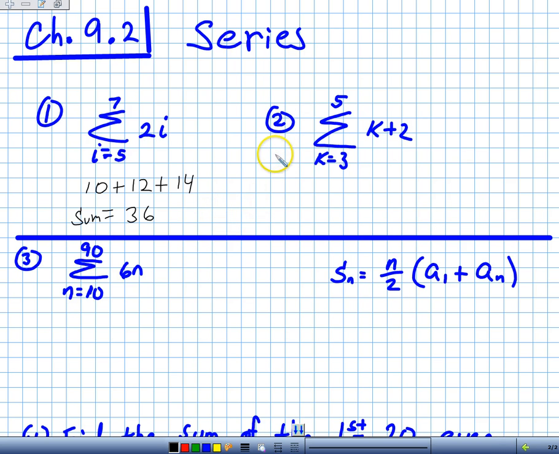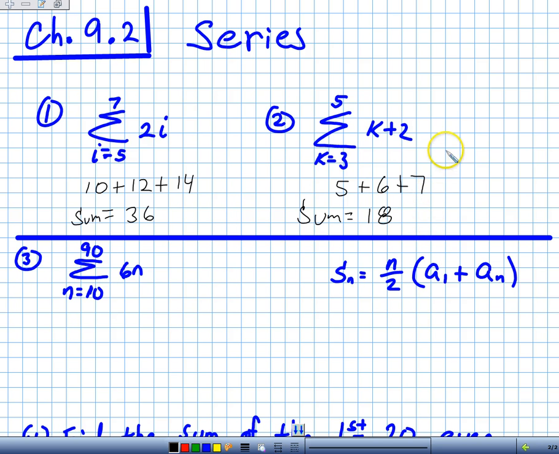All right, let's take a look at number 2. Number 2, we have a different expression, k plus 2, but it's going to work the same way as problem number 1. So we're going to take a look at this bottom number here, and in this case it's 3. So we plug in the 3, we get 3 plus 2, we get 5. And then we plug in 4, we get 6. We plug in 5, we get 7. And that's it. We've reached the upper limit. So we say that the partial sum is equal to 18.